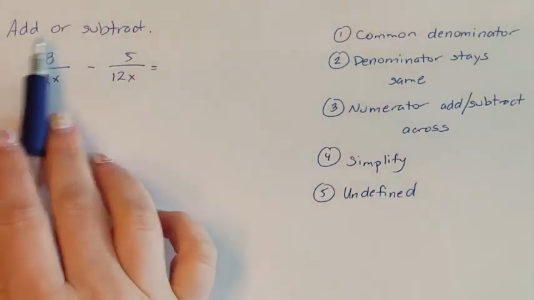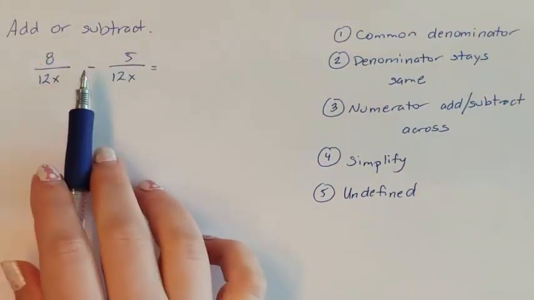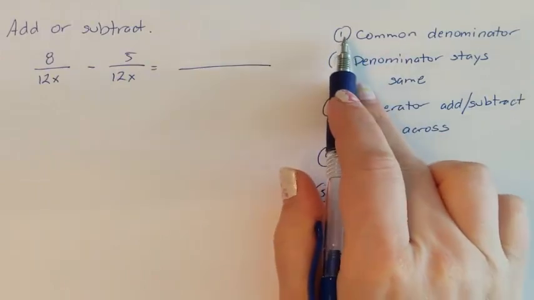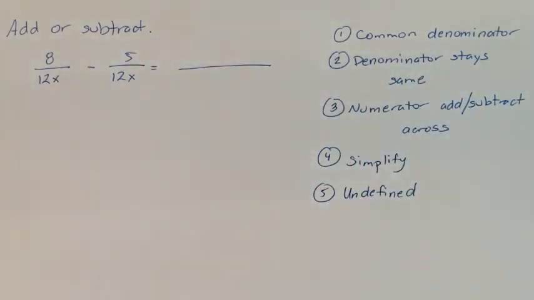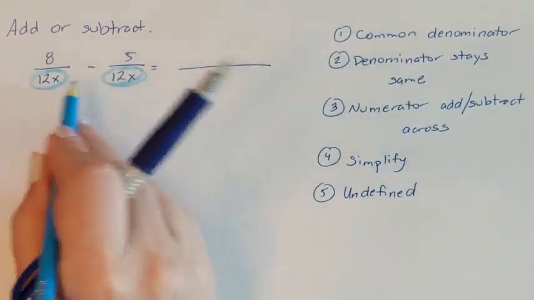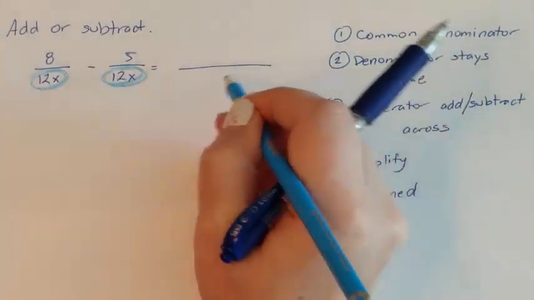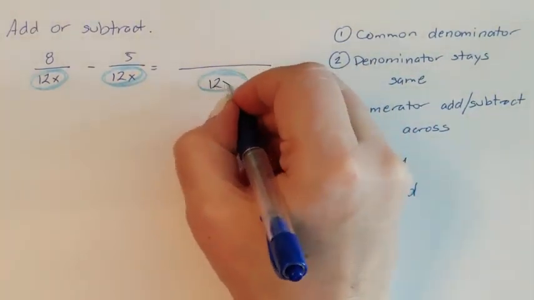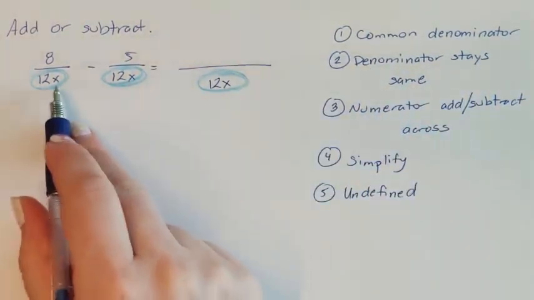Our next problem, we are adding or subtracting. I have a fraction minus a fraction. I know I need a fraction over here. So looking at step 1, do we have a common denominator? This was a 12x and this was a 12x, so they share the same denominator, which means my answer's denominator is also going to be 12x. So the denominator stays the same.